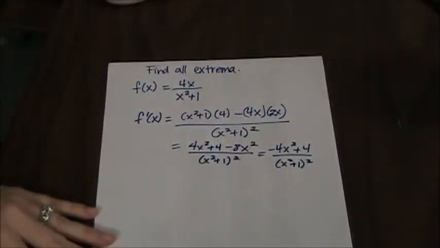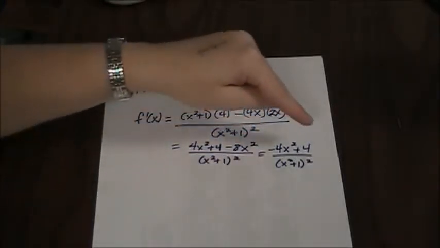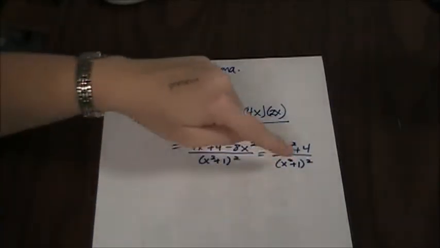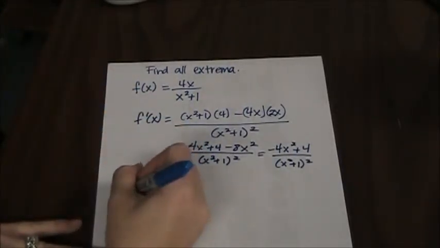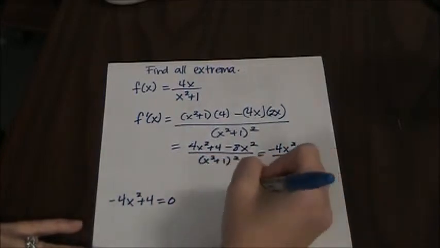And when we are trying to make a sign chart, I want to find where the derivative is equal to 0 and where it's undefined. So when I have a quotient where the numerator equals 0, the derivative is 0. And where the denominator is 0 is where the derivative is undefined. So I can solve for those separately and get all my critical values.